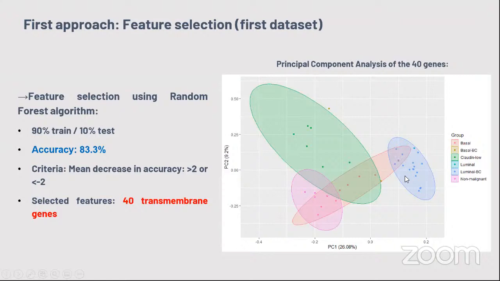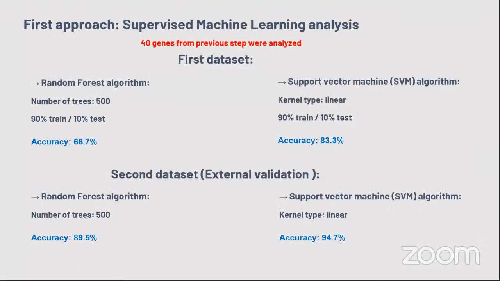And as you can see, the groups are pretty well separated. So this analysis suggests that the posterior analysis could provide interesting results. So I decided to work with the supervised machine learning analysis using these 40 genes. And actually, the performance with the first data set wasn't as good as expected. However, the number of samples was reduced, so it causes some difficulties with the algorithm. But during the validation using the second data set with a larger number of samples to test, the accuracy was improved. And actually, as you can see, it's around 90%. So I think that these genes with the machine learning algorithm perform well.